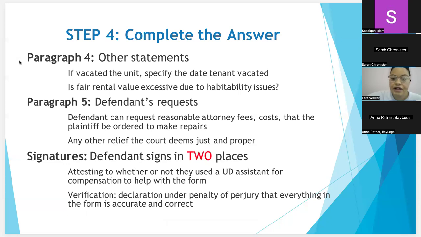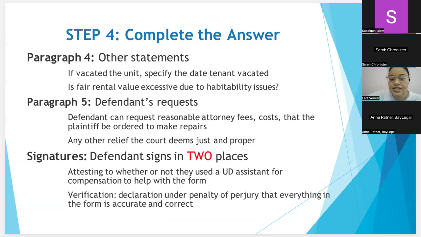Next, paragraph 5. What the defendant requests in the entire unlawful detainer: they can request reasonable attorney fees if they have an attorney, costs, and that the plaintiff be ordered to make repairs. There's also a box where they can add any other requests. It's also good to include a catch-all request for any other relief the court deems just and proper, so the court can make any other relief they deem necessary.